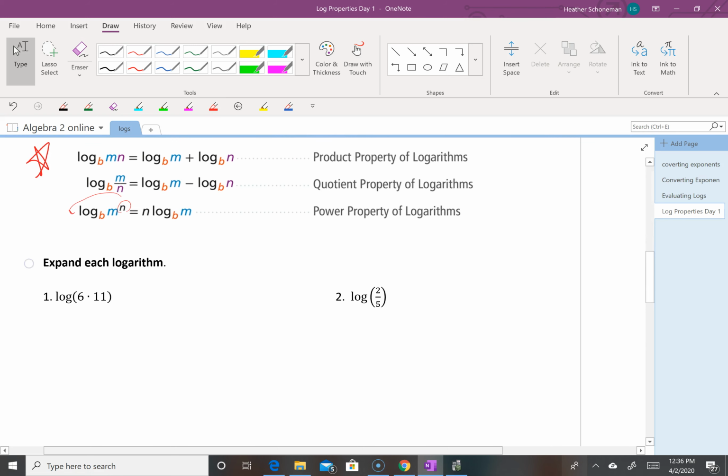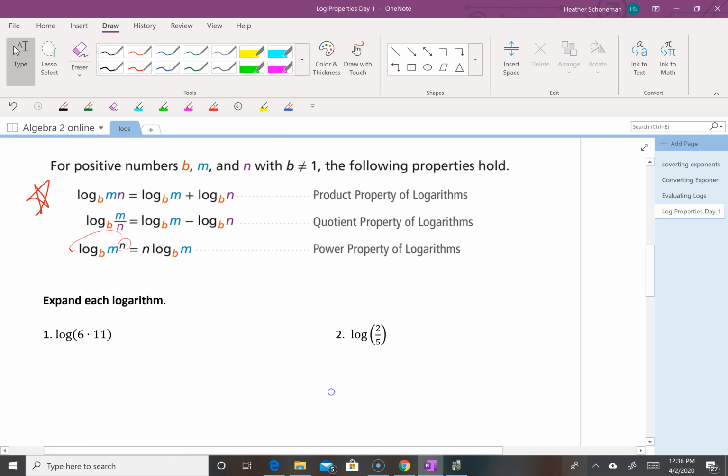So the first thing that we're going to do, and we'll do more of these again on Monday, but today we want to rewrite an expanded form. So it's giving us something that's over here on the left, and we're trying to convert it to something that's over here on the right. So on the first one, we have log of 6 times 11. Now first, notice two things. One, there's no base. Remember, if there's no base, they're assuming it's the base of 10. Just like when we have a square root, they're assuming there's a 2 there, even though you don't write it.